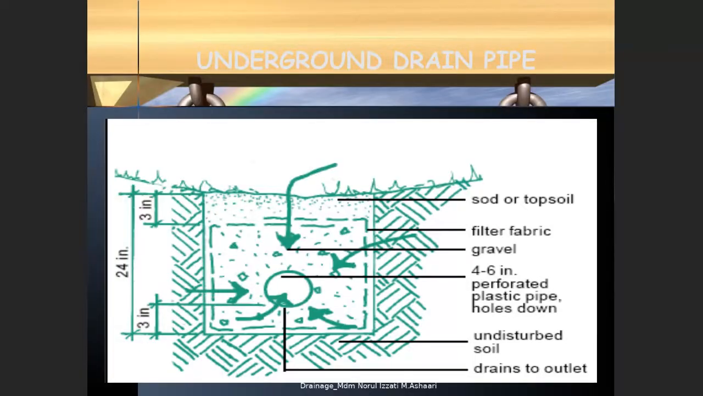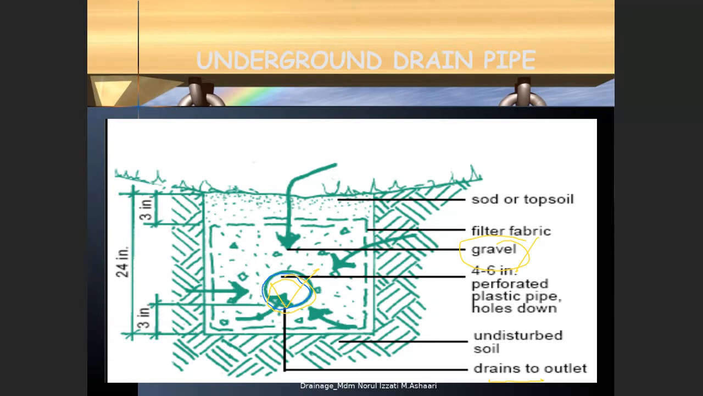This is the detail of the underground drainage, only one example. You can see it consists of the drain itself. Let me change the color first. This is the drain, drain to outlet. So what you have to measure is actually this drain. This is one of the items, and you also have to measure what is surrounding this particular pipe. You can see here the gravel, or maybe granite, or maybe crusher run. This is an example of the covering available in the detail of the underground drainage.